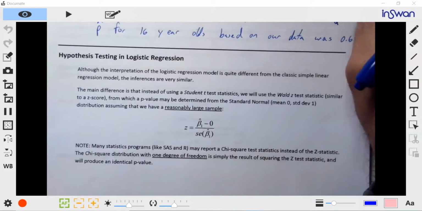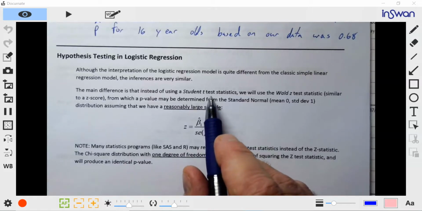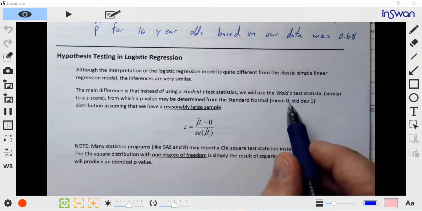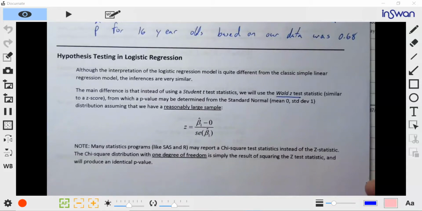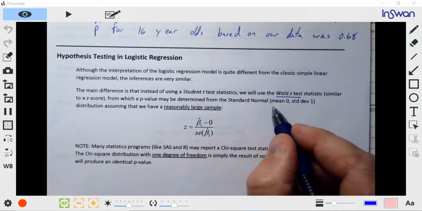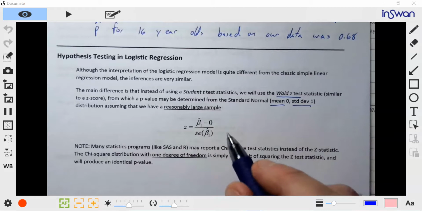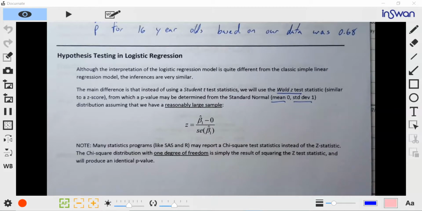The main difference, if you remember, is that in simple linear regression we used Student's t-test statistics, or just t-tests, to evaluate the model parameters. In logistic regression, we're going to use z-tests, or they're called Wald z-tests, and they're really based on z-scores, from which p-values can be determined from standard normal distributions. And remember that standard normal means mean 0, standard deviation 1. The main assumption is that we have a reasonably large sample, and we'll talk more about that soon.